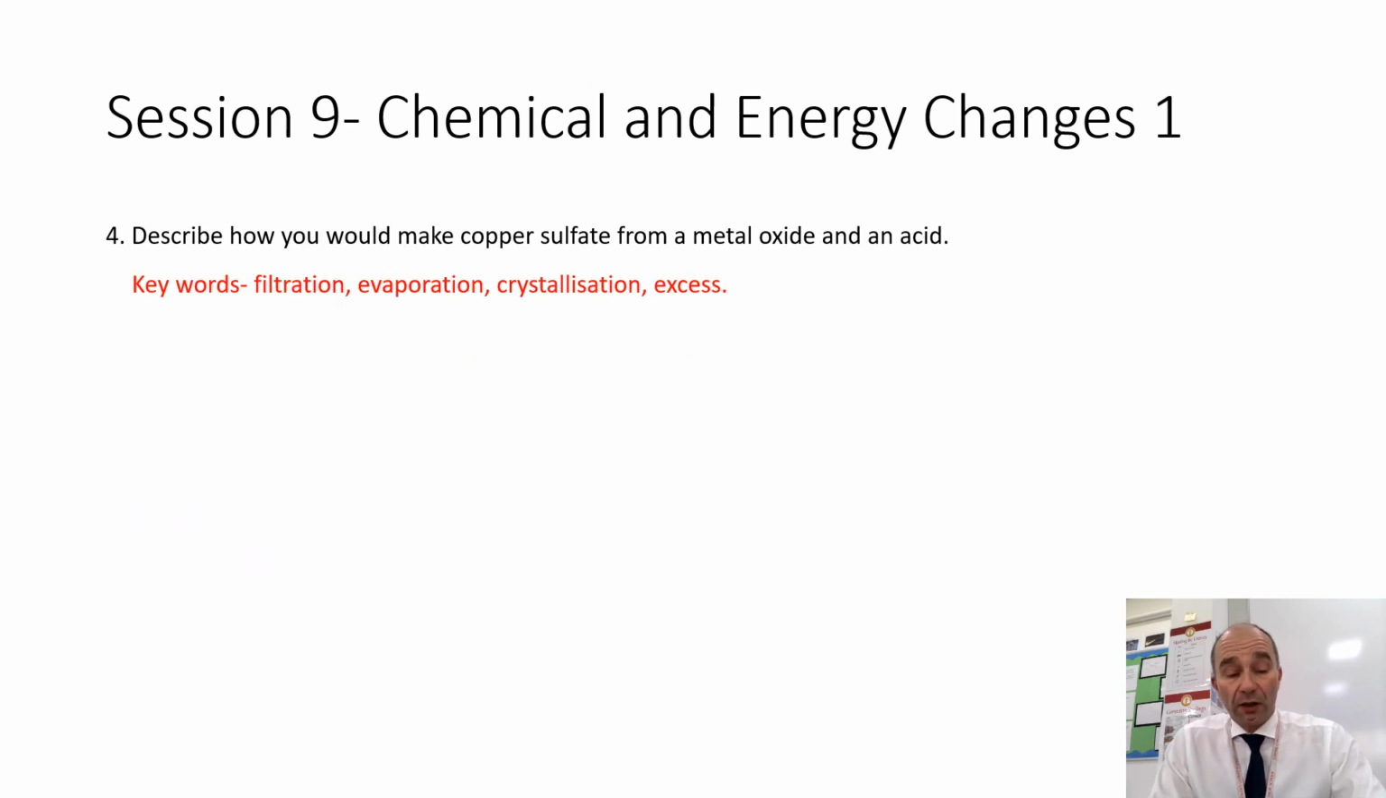And then the final activity is to describe how you'd make copper sulfate from a metal oxide and an acid. Now, this is a common 6-mark question, and just think about which metal oxide are we going to use, which acid do we need to use to make copper sulfate. Your keywords are filtration, evaporation, crystallization, and excess. Think about how you've done this in class. It's making those blue crystals. If you want to include diagrams, that can help you with your method.